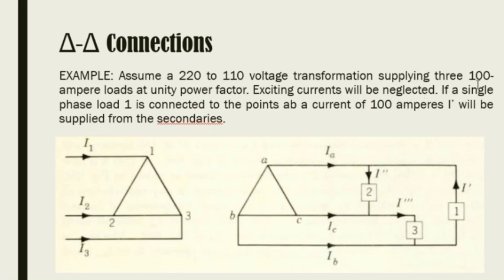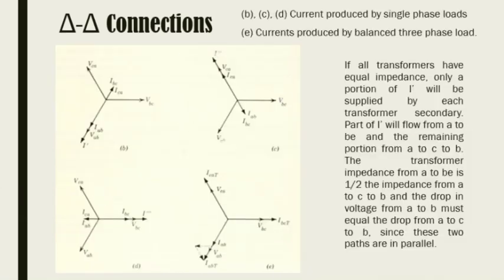If a single-phase load 1 is connected to the points AB, a current of 100 amperes, I prime, will be supplied from the secondaries. And that connection is represented by this here. So next, let's continue. Here, we can see figures B, C, D, E, which are vector diagrams for current produced by single-phase loads, and here in E, currents produced by balanced three-phase load.